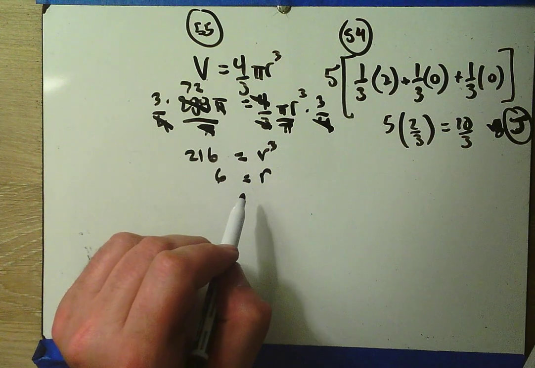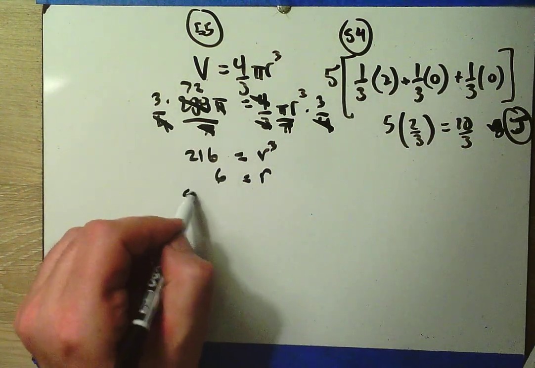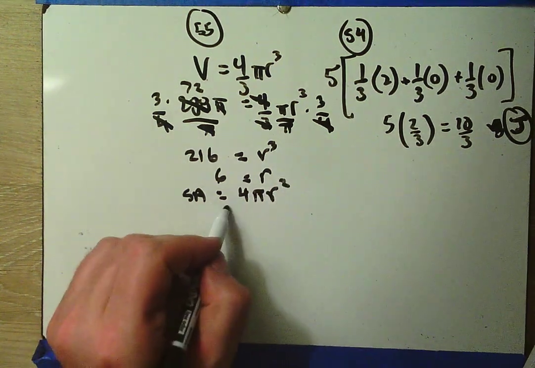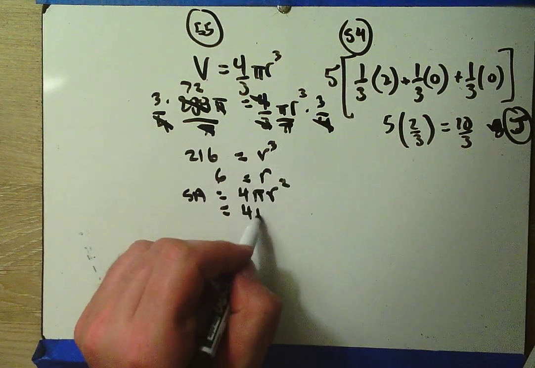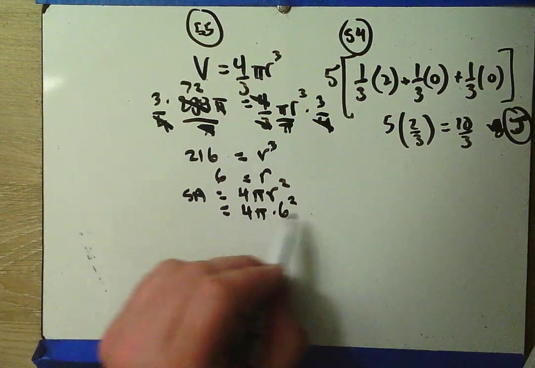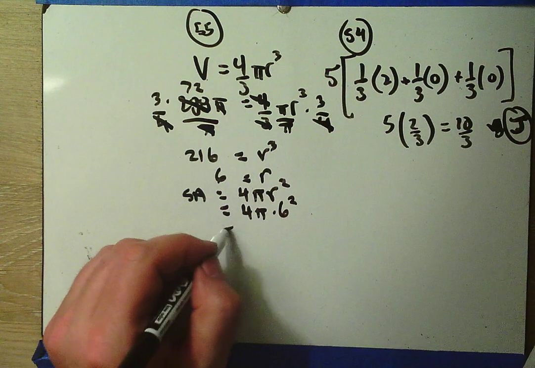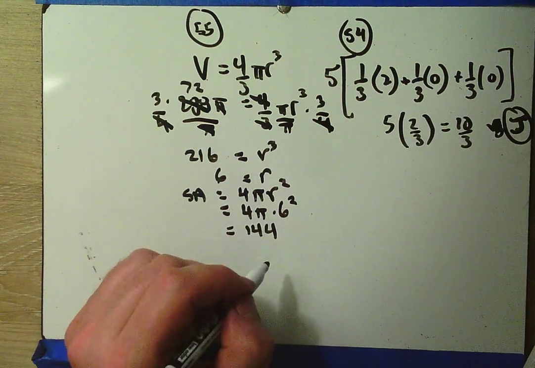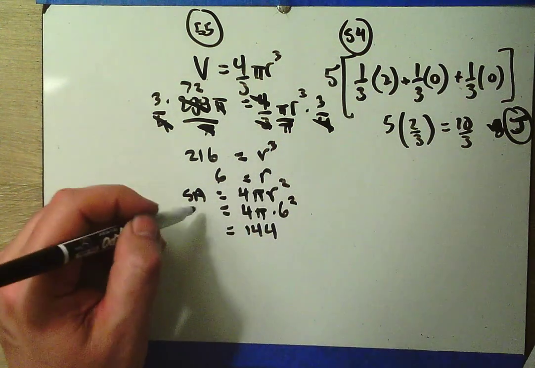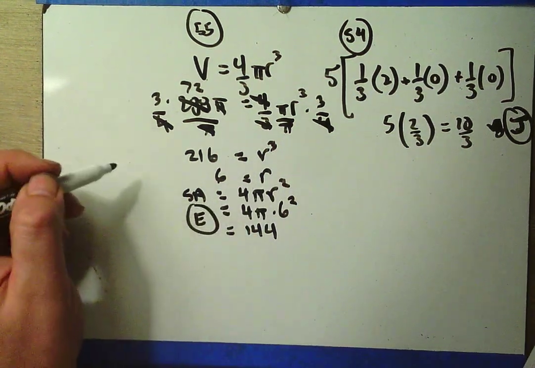Now they ask me for the surface area. Well, luckily we know the surface area formula is 4 pi r squared. And since our radius is 6, we've got 4 pi times 6 squared, which is 36 times 4, or 144 pi square inches. Yes, and that's choice E. E for 55.